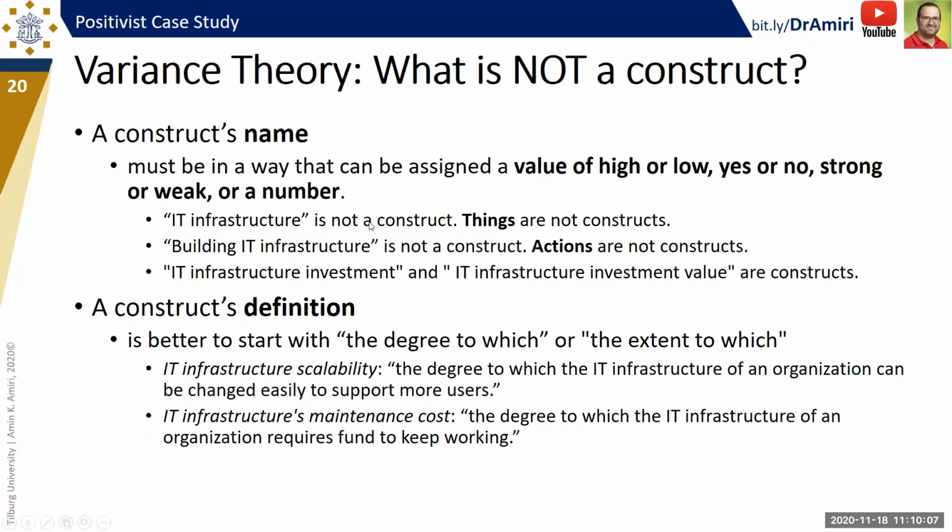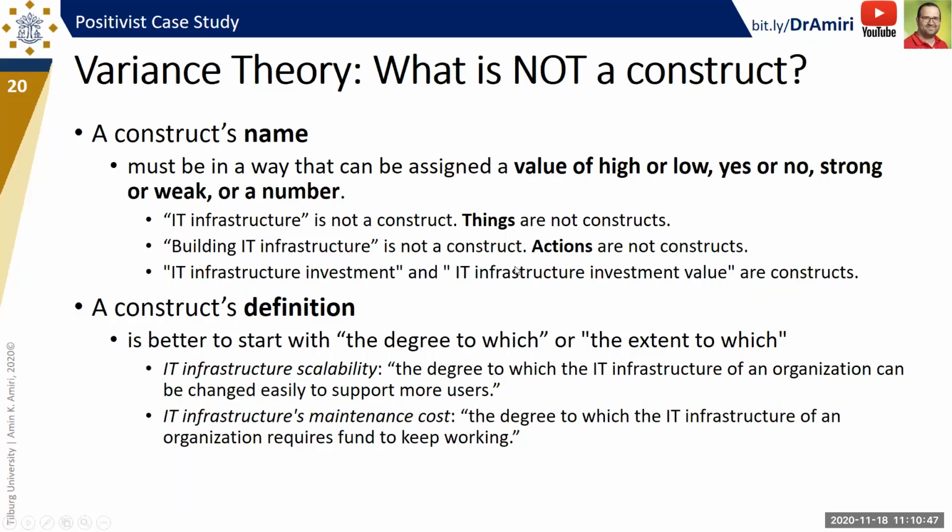So when you try to label a construct, when you want to choose a name for a construct, again, keep in mind that you need to be able to assign a high or low value to that. IT infrastructure is not a construct name. Things are not constructs. Building IT infrastructure is not a construct, it's an action. IT infrastructure investment is a measurable attribute of IT infrastructure, a measurable attribute of a thing in this world, or a class of thing in this world. Investment value is an attribute, a measurable attribute of IT infrastructure again. So these can be called constructs.